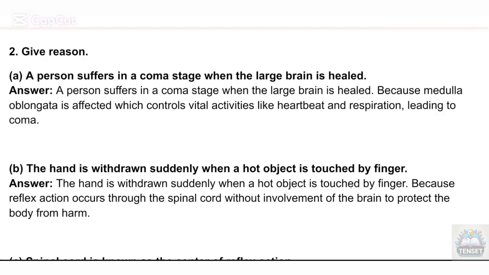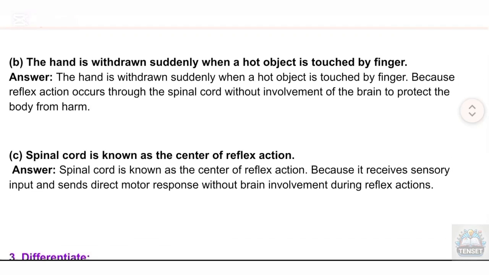which controls vital activities like heartbeat and respiration, leading to coma. B. The hand is withdrawn suddenly when a hot object is touched by finger. Answer. The hand is withdrawn suddenly when a hot object is touched by finger. Because reflex action occurs through the spinal cord without involvement of the brain to protect the body from harm. C. Spinal cord is known as the center of reflex action.